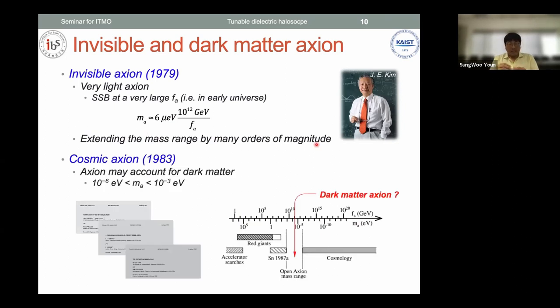Interestingly, in 1983, three papers came out on the same date, and they consistently claimed that the axion may account for dark matter if the mass is bounded within a particular constraint. Here, 10 to the minus 6 is bounded by cosmology, and 10 to the minus 3 is an astrophysical observation, for example from supernova 1987A. So there is a very nice and narrow sweet spot in this region for axion dark matter, and many experiments are working in this particular mass range, including alpha.